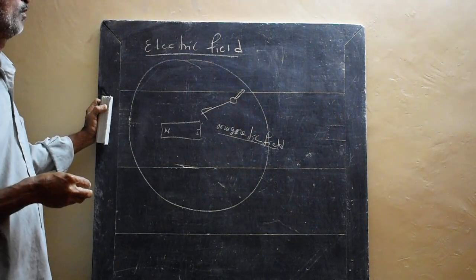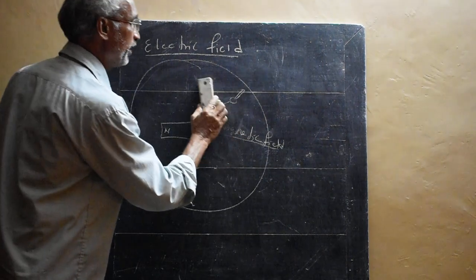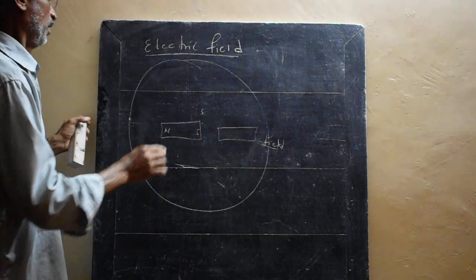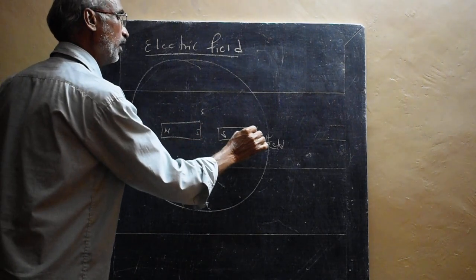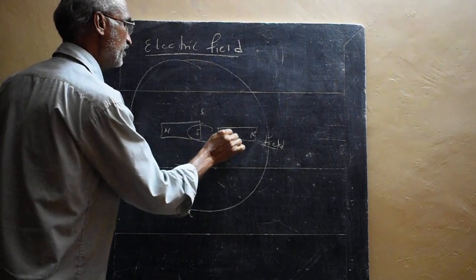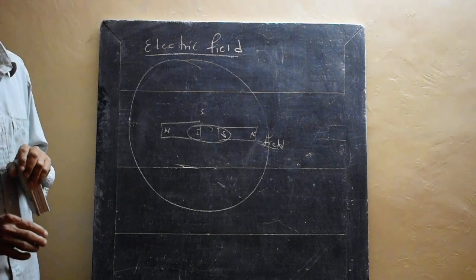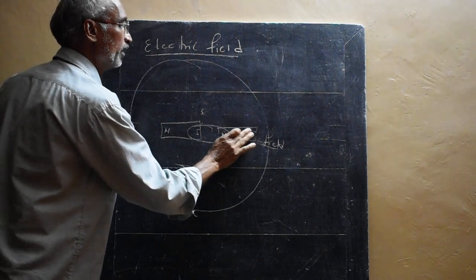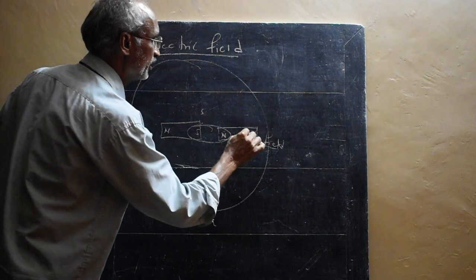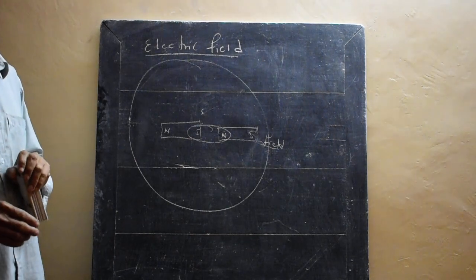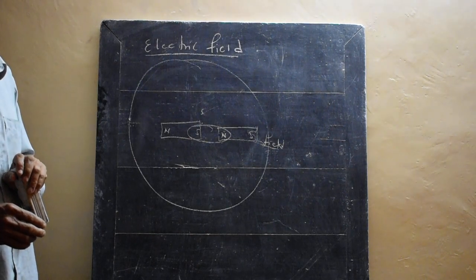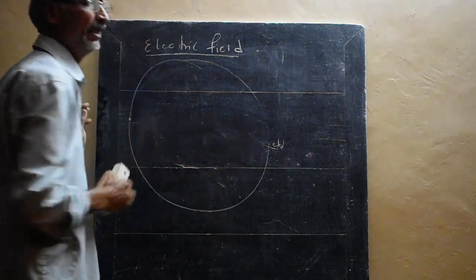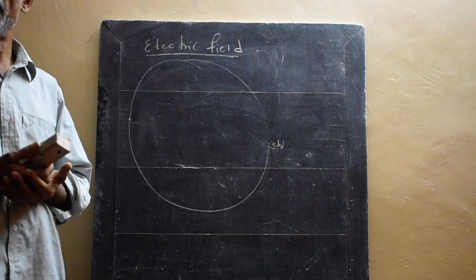It is attractive. Suppose another magnet is placed in the field. If like poles are facing each other, there is a force of repulsion, and if unlike poles are facing each other, there is a force of attraction. This means the magnetic force may be attractive or repulsive in nature. Around the magnet there is a field, and that field is called the magnetic field.